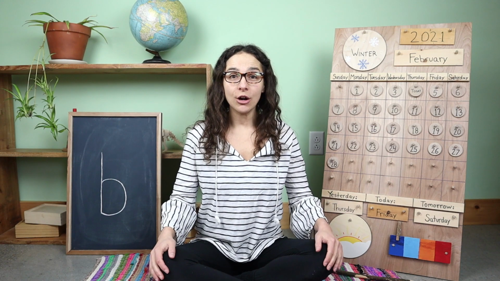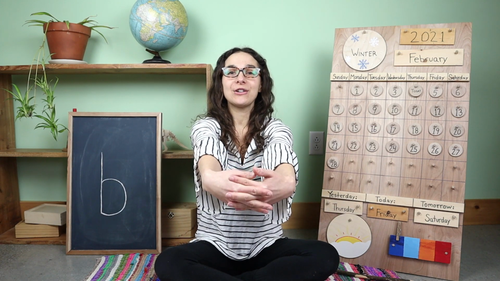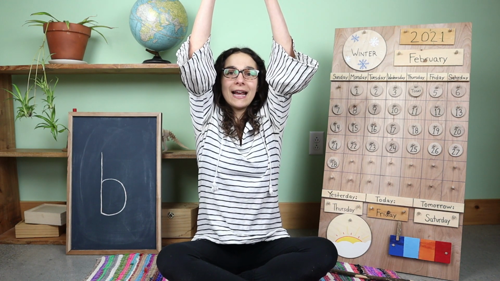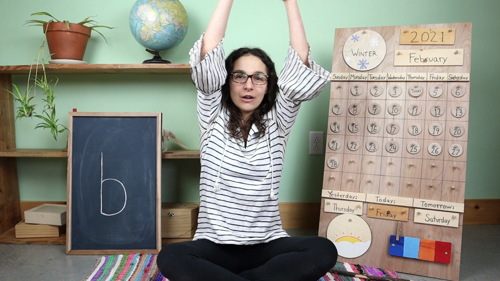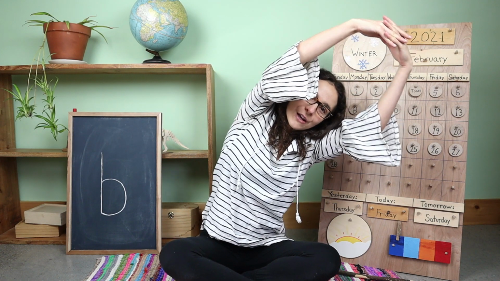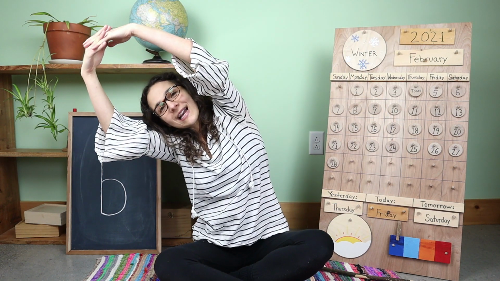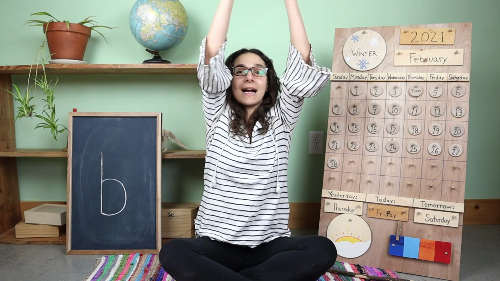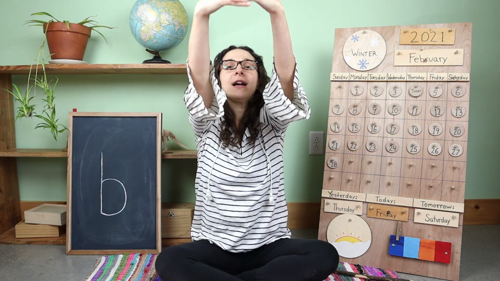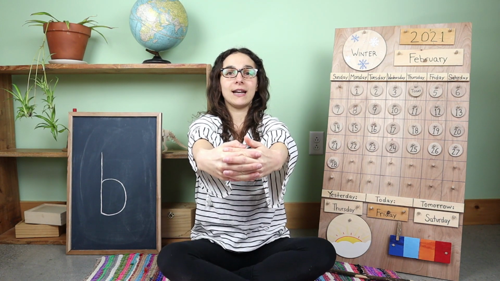Are you ready to get started with our good morning song? Let's make our arms into a big circle out in front of us like this. Raise that circle up high, and let's give a little stretch. One side, over to the other side, back to the middle, and bring that circle back out in front. Now it's time to sing together.